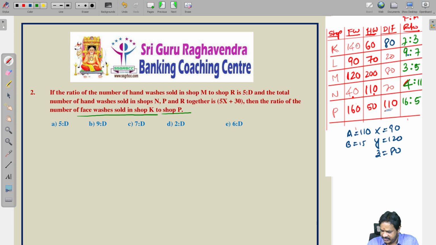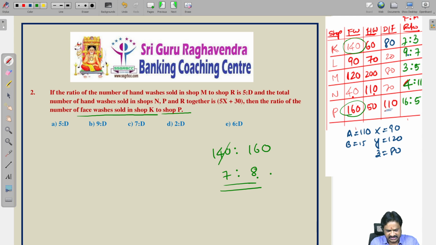So, definitely you are having the data here. K value face wash 140. P value face wash 160. Therefore, we are going to have 7 to 8. We are going to get 7 is to 8. But 7 is to D is there. So, you can't definitely say D value as 8 from this.